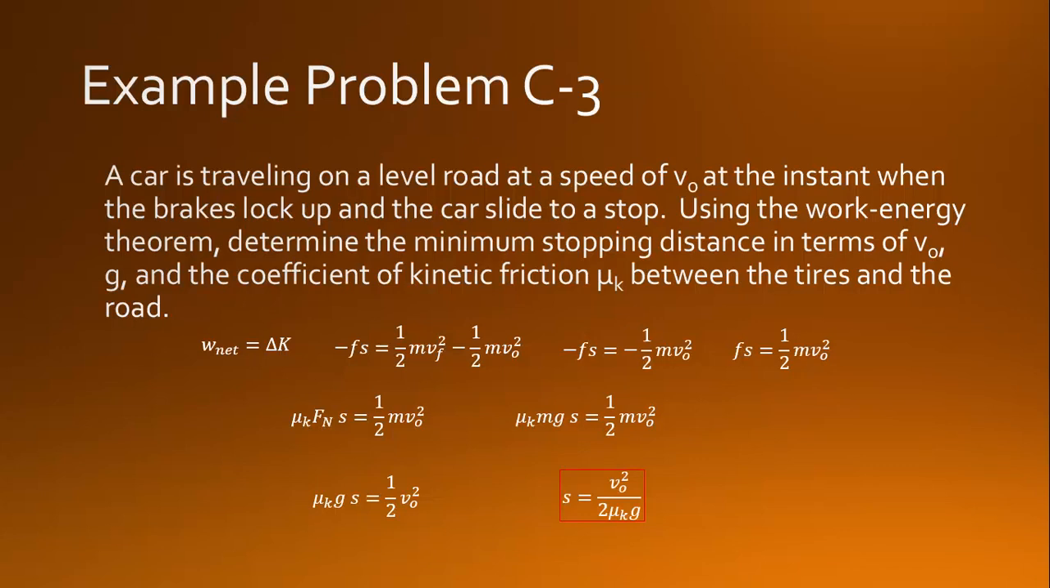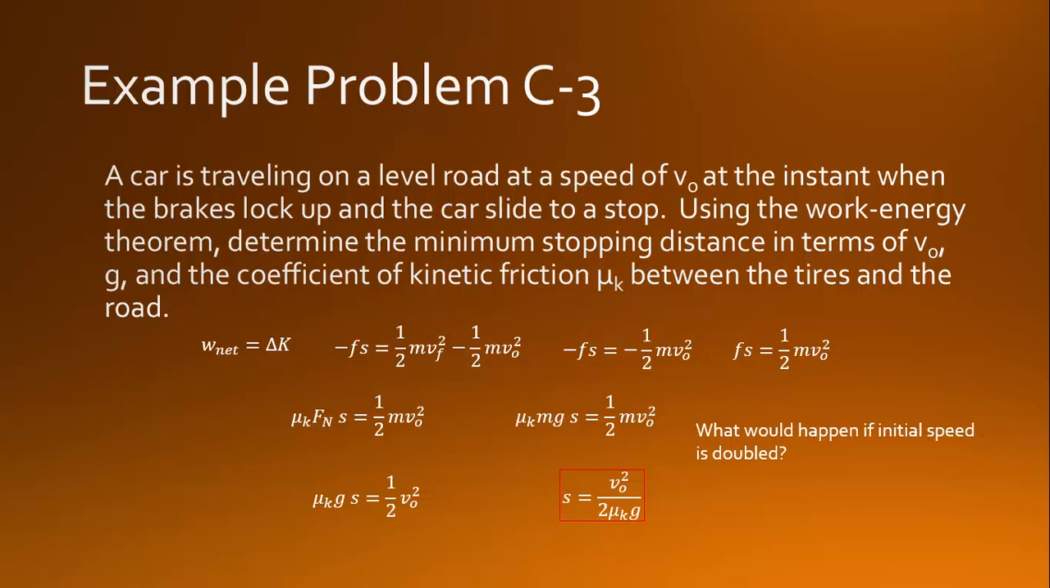And so when I divide by mu k g, I get that the minimum stopping distance is v0 squared divided by 2 mu k g. Now the follow-up question here is, what would happen if the initial speed was doubled? At first glance you might say, well, then the stopping distance should be doubled, right? If you're traveling 40 meters per second versus 20 meters per second, shouldn't you travel twice as far at 40 meters per second? Well, if you look at this equation, that's not what this equation tells you.